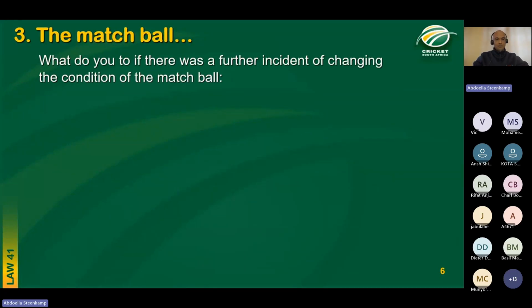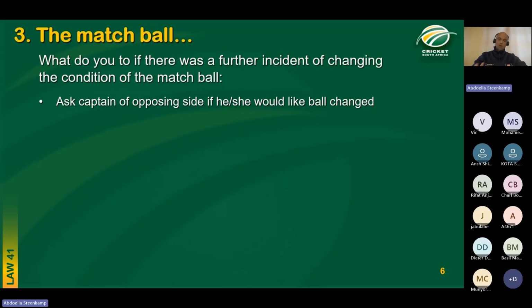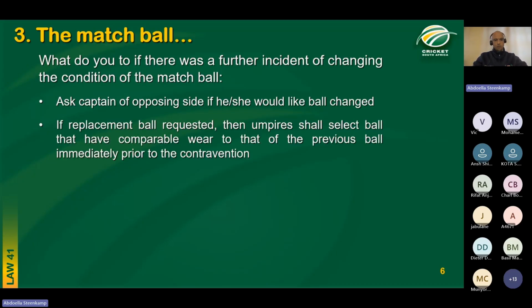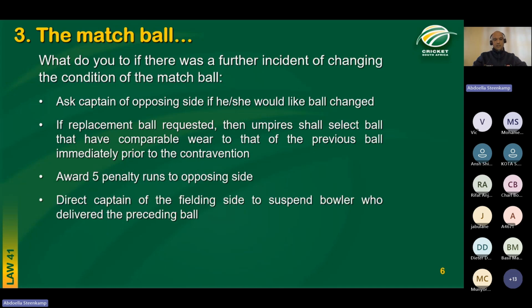Further, what happens if there is a further incident in this particular game where there was a changing of the condition of the match ball? What is the punishment? Again, we'll go ask the opposing captain, do you want the ball changed or not? And let's say the captain says, yes, I do want the ball to be changed. Again, it's the umpires who will choose the replacement ball, and the criteria they need to use is similar wear and tear to that of the previous ball immediately prior to the offense. Again, 5 penalty runs to the opposing side.